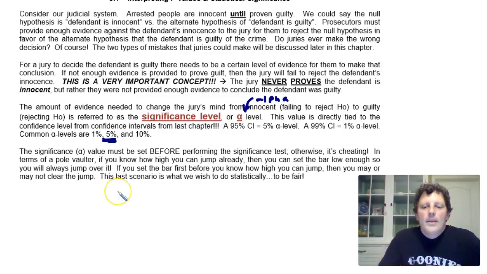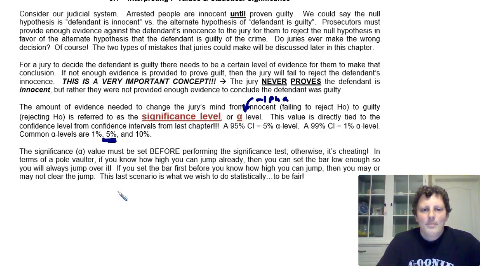Okay. Now, when we set our significance level, when we decide what's going to be our cutoff for proving guilty or for rejecting the null hypothesis, we really want to set this before we perform the significance test. Otherwise, it's kind of cheating. Like if you get a p-value and then you look at it and go, oh, in order to have significance, this is the alpha level I need. Well, that would be cheating.